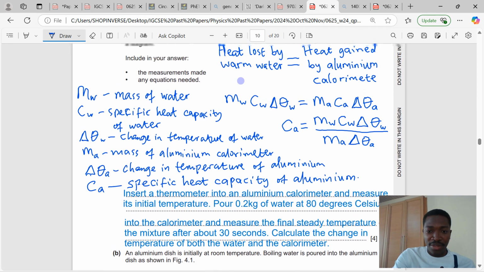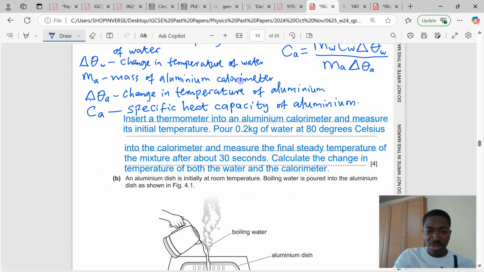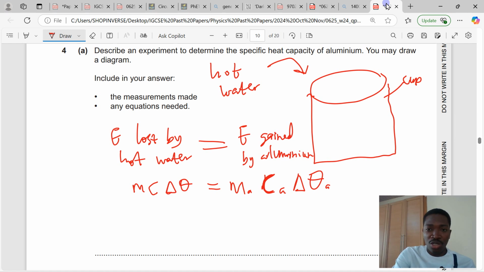What did I write here? Okay, so let's start with the text, okay? Insert thermometer into aluminum calorimeter and measure the initial temperature. So in explanation, you need a thermometer to measure the initial temperature, okay? You must be able to measure temperature so that you can get this variable, change in theta. You must be able to read the change in temperature. So you need the thermometer to do that, okay?